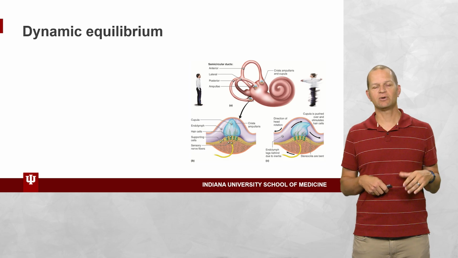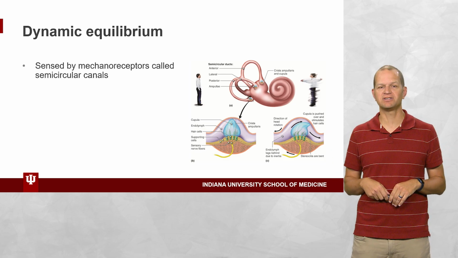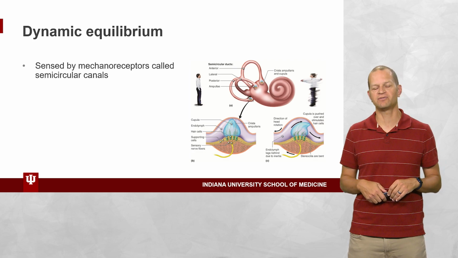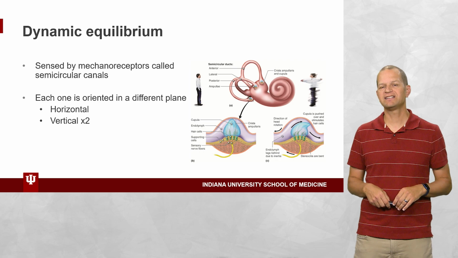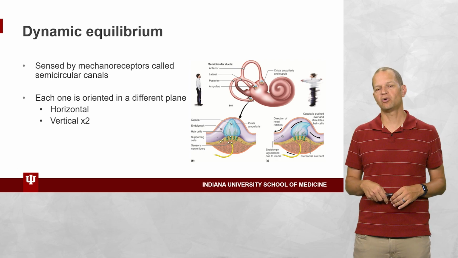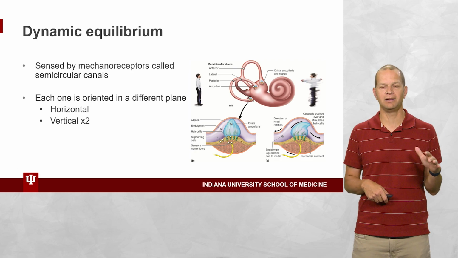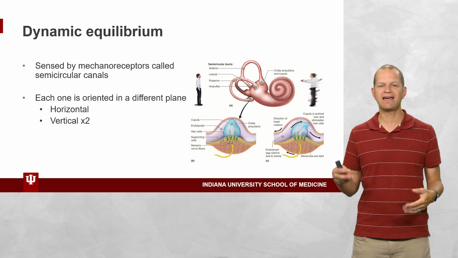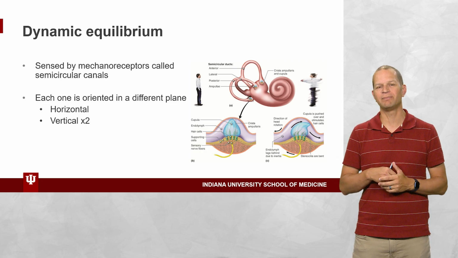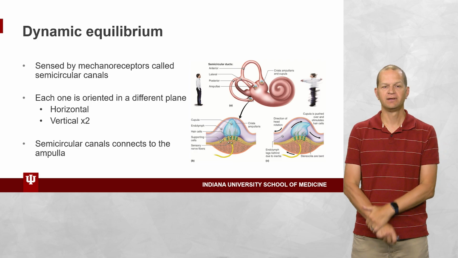Next, we've got dynamic equilibrium. Remember, this is where is my head going? Also sensed by mechanoreceptors, but in this case, these mechanoreceptors are found in your semicircular canals. You have three semicircular canals. Okay, there's one that's oriented in a horizontal plane, and then you've got two that are oriented in vertical planes. Okay, basically, if you remember from math, just think about it not just x, y, but x, y, and z. So a three-dimensional figure. All right.